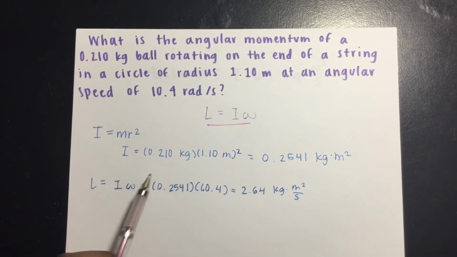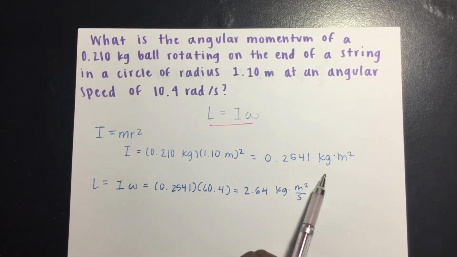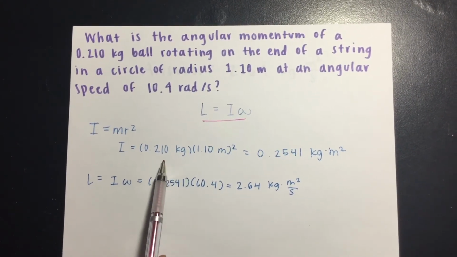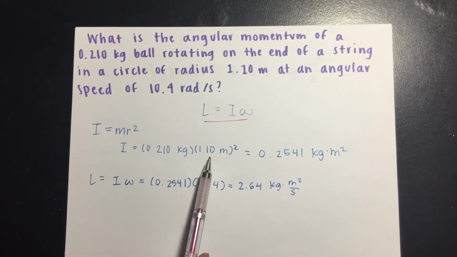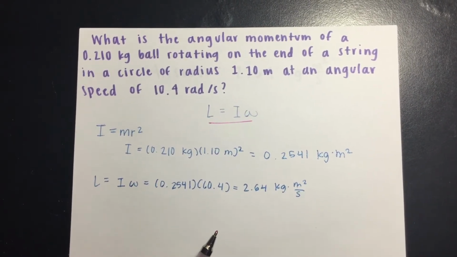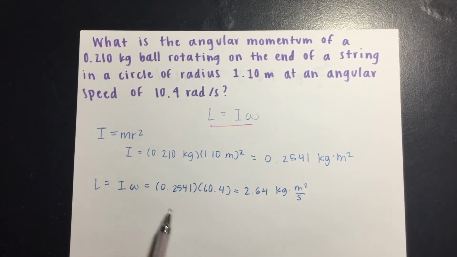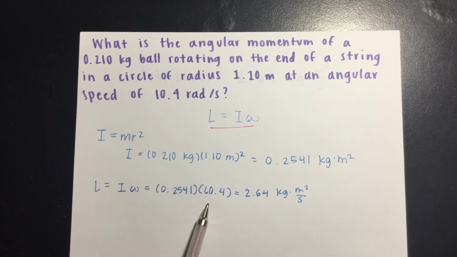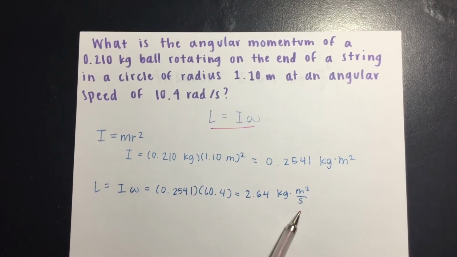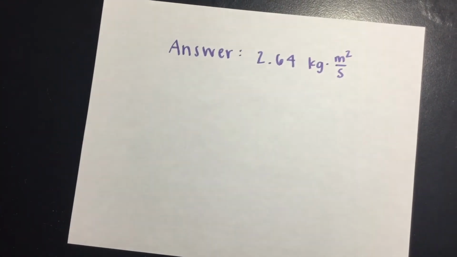Therefore, I equals 0.2541 kilograms meters squared by substituting in the values for the mass of the ball and for the length of the string. We are given that the angular speed is 10.4 radians per second. So multiplying out, you find that the angular momentum is 2.64 kilograms meters squared per second. Referring to the answer, you get that that's correct.